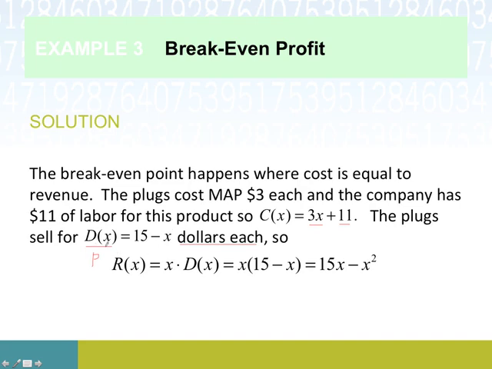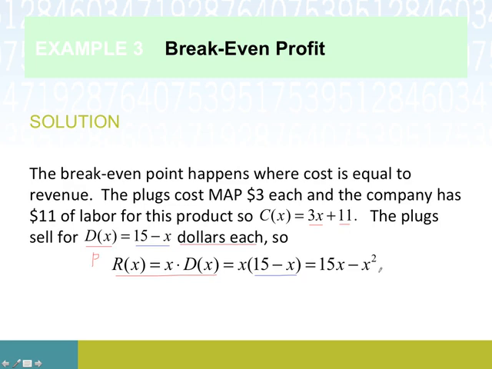Okay, but demand itself isn't revenue. Revenue is built out of the number of units you sell, x, times how much you charge per item, D in this case. So 15 minus x is the demand function, so we can just snag this from up above and use that in our revenue function here. With a little bit of distribution, we've got 15x minus x squared.